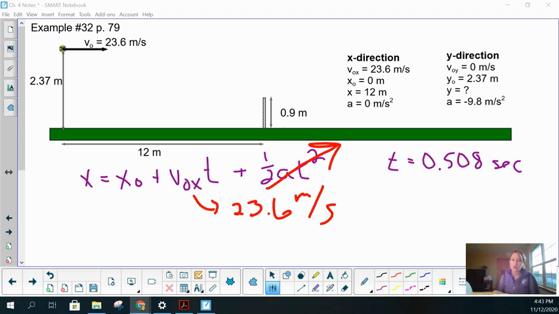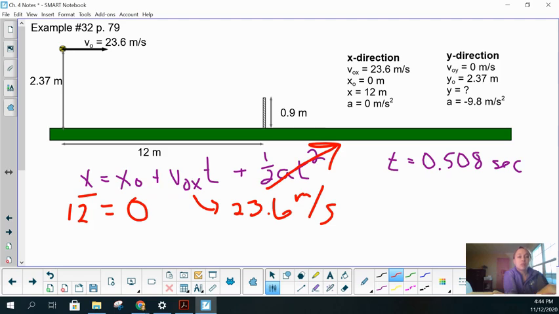And substituting in our 12 meters for our final position, that's the position at the net, and our initial position of 0, we solve that down. So this would be 12, this would be 0, our initial velocity, and then solve for our time. That will give us our time of flight of 0.508 seconds.